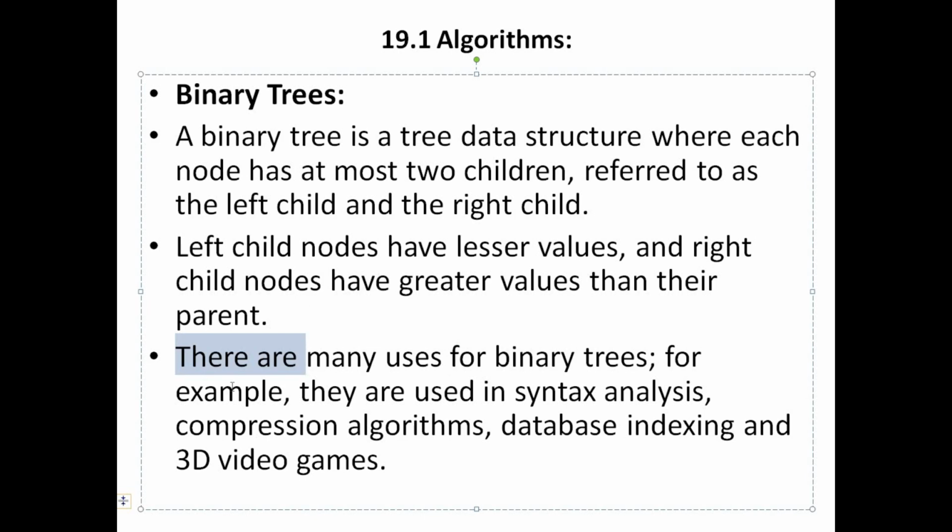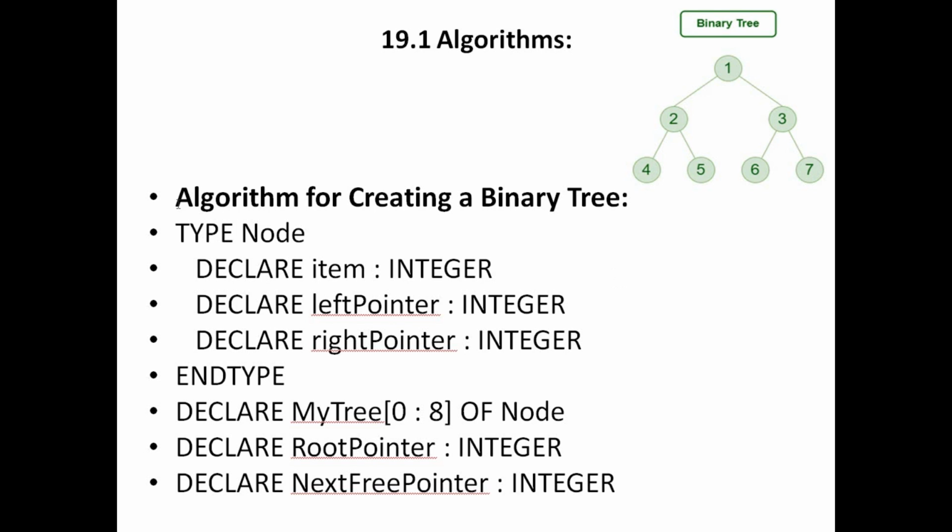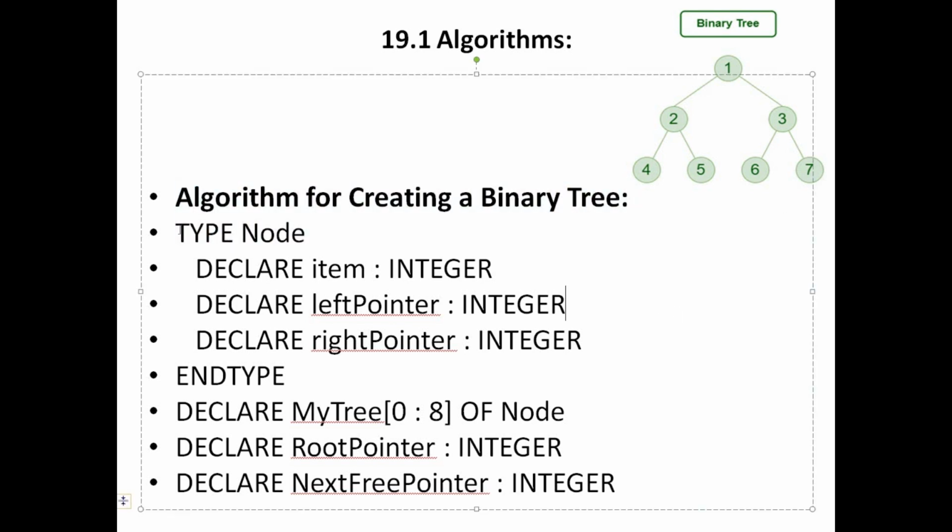There are many uses for a binary tree, for example, used in syntax analysis, compression algorithms, database indexing, and 3D video games. This is what a binary tree looks like. Now, how you can create a binary tree? You'll declare type node, you'll declare an item as integer, left pointer will be integer, right pointer will also be integer. Then you'll declare an array of 8 elements, 1 2 3 4 5 6 7. This should be 0 to 7, sorry, my mistake, of node that you just created.